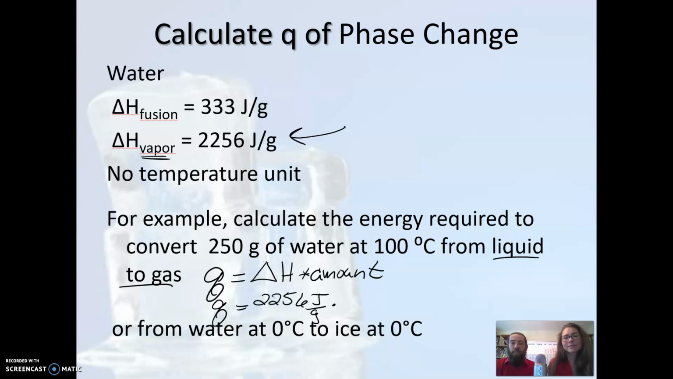So if we multiply the mass, the 250 grams, by that heat of vaporization, which is in joules per gram, you see the grams cancel and we're left with a heat value in joules. I'll do that real quick. Okay. I'm curious. 2256 times 250. I've got 564,000. So this would be a good application of using kilojoules. You know, we might represent this as 564 kilojoules. All right. Now look at this next part of the question. It says, what if we went from water at 0 degrees to ice at 0 degrees?